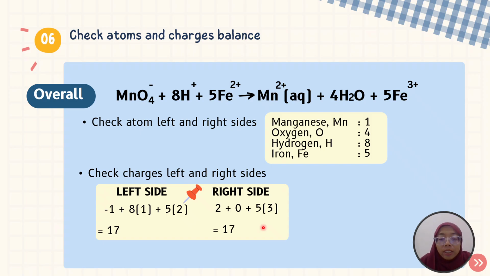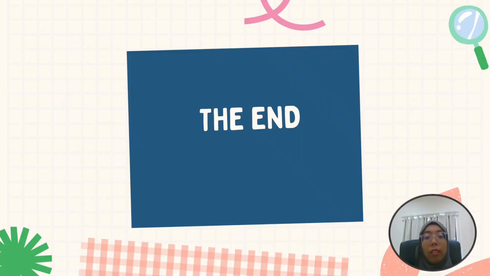Alright. So the equation now, after we do the steps one by one, is balanced for all atoms and charge. That's all for the subtopic balancing redox reaction in acidic medium. I hope all of you understand this topic. Thank you.